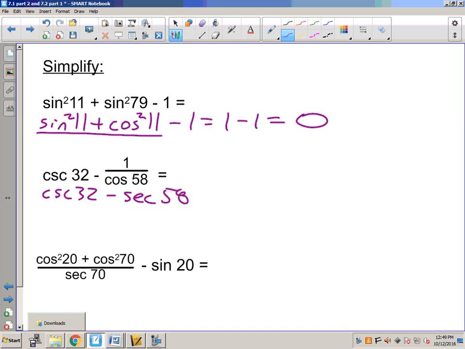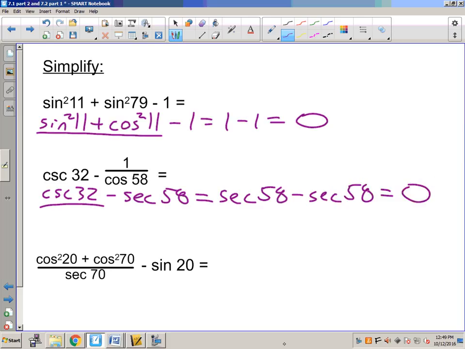Do you want to change the first or the second? Doesn't matter. How about the first? We'll change the first one this time. Cosecant can be changed into which function? Secant. Its cofunction is secant. But when we do that, we're going to have to also change our angle into its complement. And the complement of 32 happens to be 58. So secant of 58 minus secant of 58 equals 0. It's also fun.